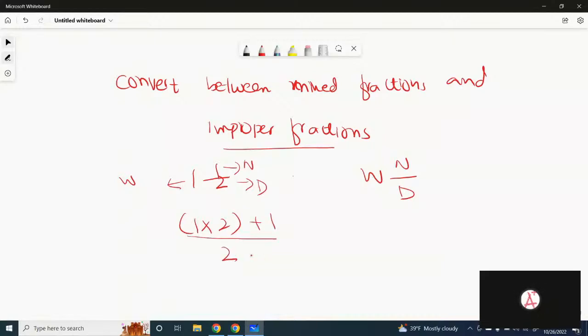You need to do whole number times denominator. Then you have to add the numerator, and the denominator is exactly the same. Got it? So it would be 2 times 1 is 2, plus 1, 3 over 2. Got it? So 1 whole 1 by 2 as an improper fraction equals 3 over 2. Got it?